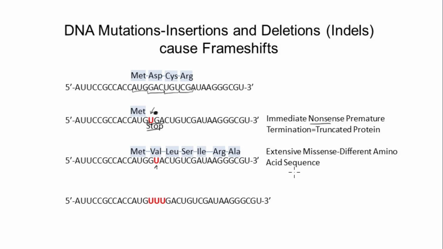I'll leave you with this final example. What would happen if instead of a single nucleotide insertion, there were an insertion of 3 nucleotides, resulting in 3 extra uracils in the mRNA at this position? What would be the consequence of that to the encoded protein? I'll leave you to figure that out. We'll go over that and some other examples in class.